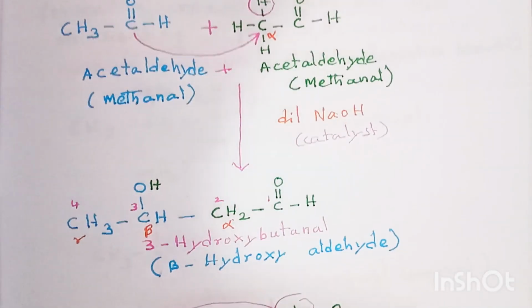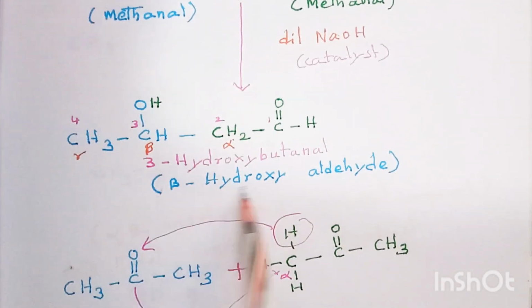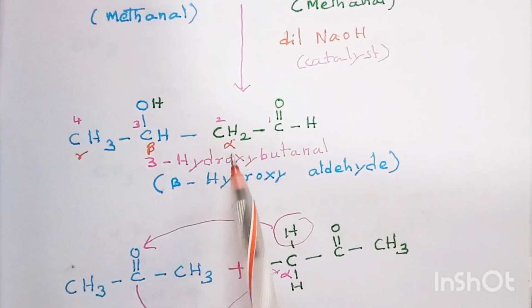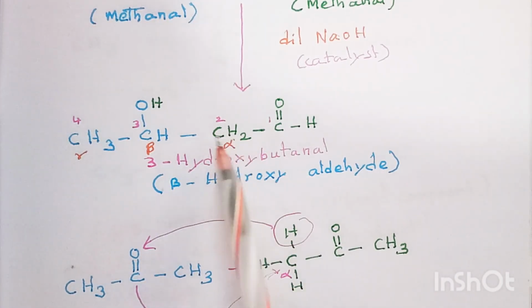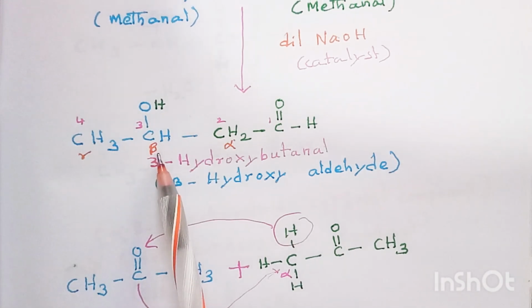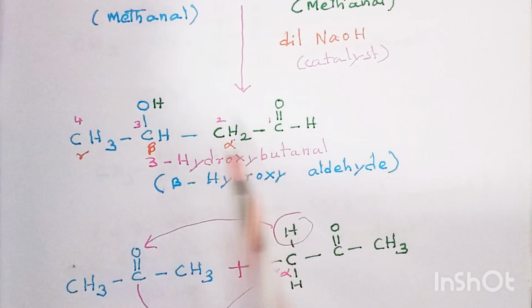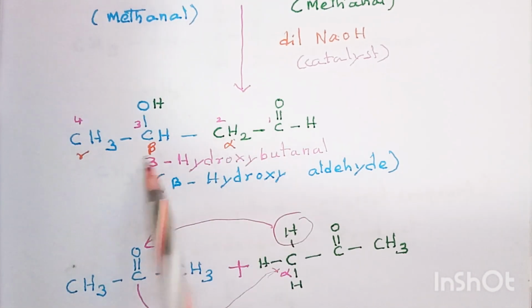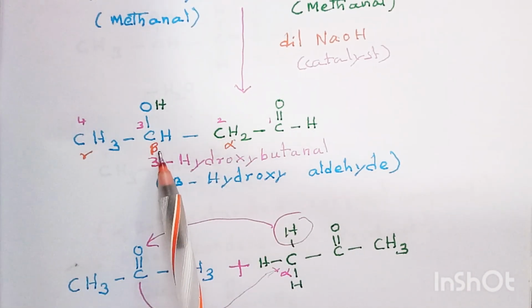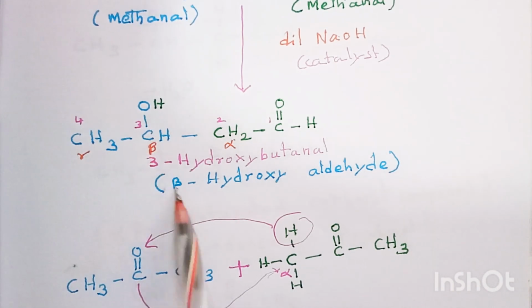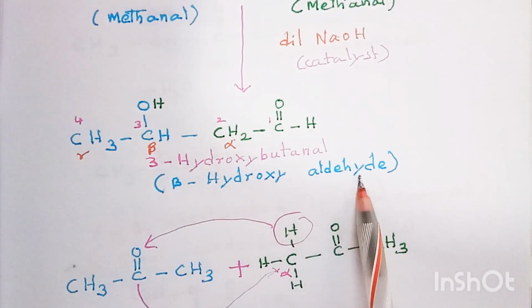Hope you understood. This is also called beta hydroxy aldehyde because the hydroxyl group is found on the beta carbon. This is the carbonyl carbon, this is the alpha carbon, this is the beta carbon. OH is attached to the beta carbon, so it is called beta hydroxy aldehyde.